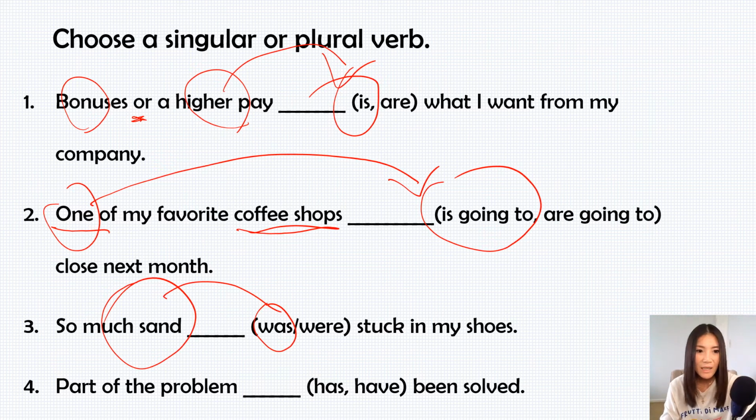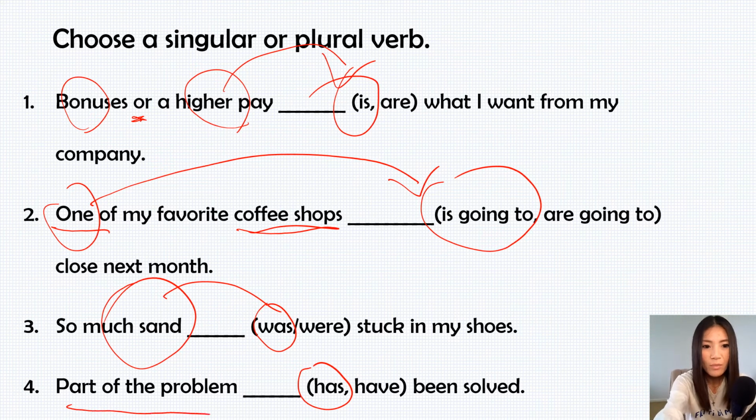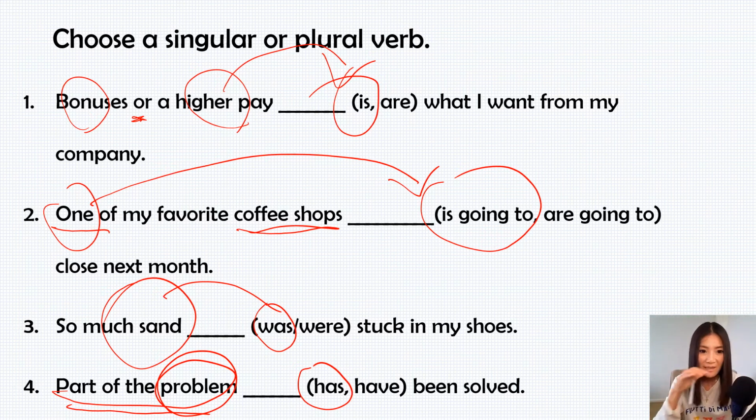And lastly, part of the problem has been solved. So with the phrase part of the problem, the noun in that section decides the verb. Because the word problem is singular, I'm going to use a singular verb, has. If number 4 said part of the problems, then it would be have, right? But because problem is singular, I'll use a singular verb, has.